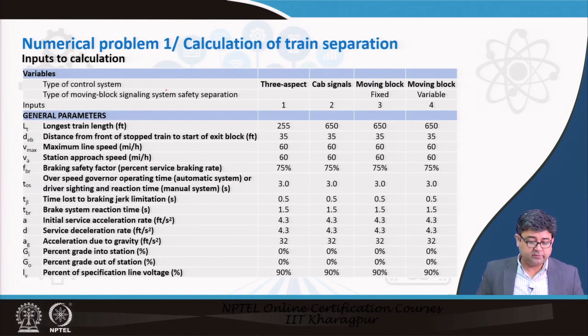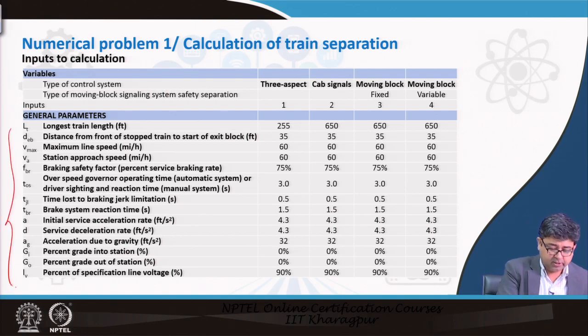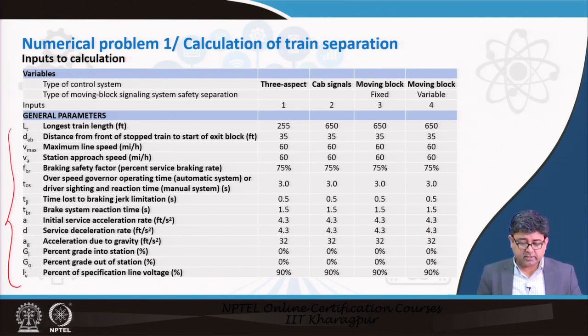Minimum train separation, if you want to calculate, there are a lot of parameters that you need to get into. You can look at each of these. We have already given you the reference link at the end of the presentation. All of these solved problems are solved there as well. So, go through that.